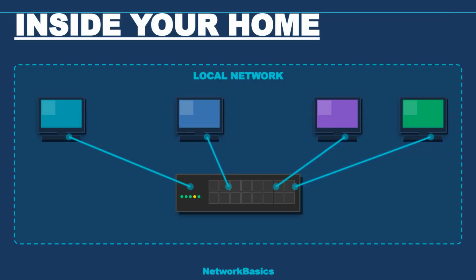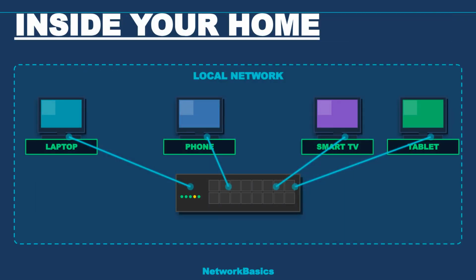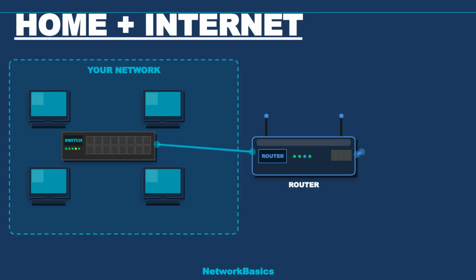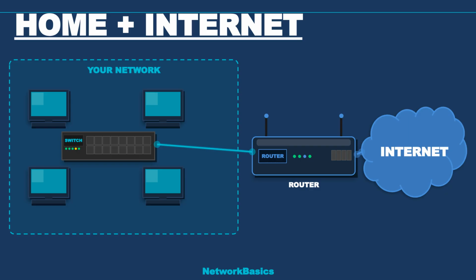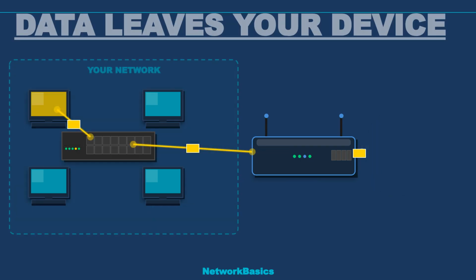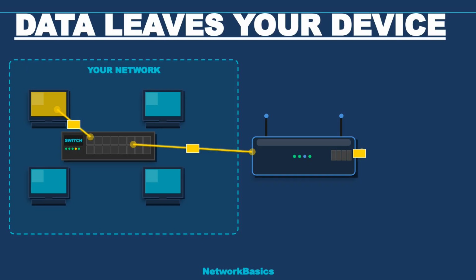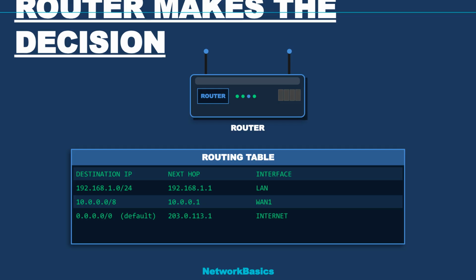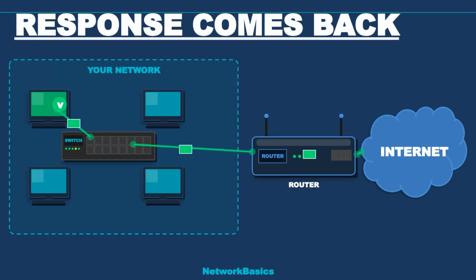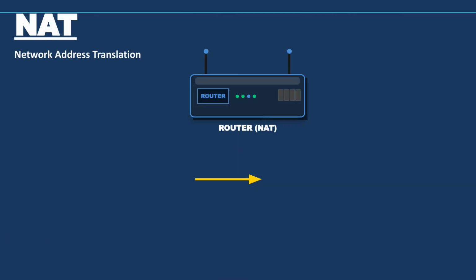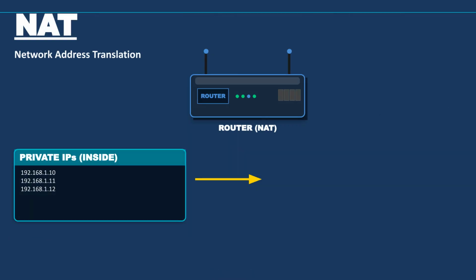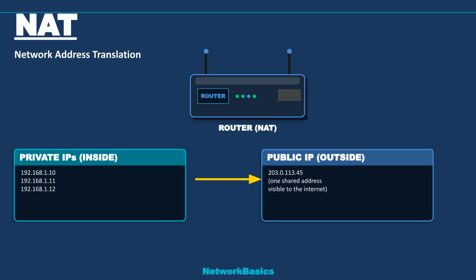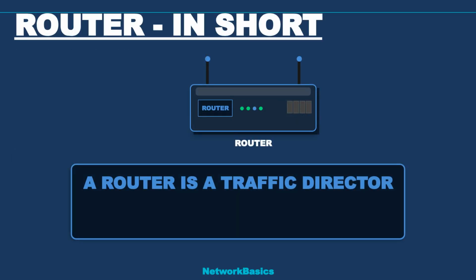internet. Inside your home, you have devices like phones, laptops, and smart TVs connected to a switch. The router sits between that network and the internet, which is itself just a giant network of networks. When you browse a website, your data leaves your device, goes through the switch, and reaches the router. The router then looks at the destination IP address and decides the best path to send that data across the internet. And when the response comes back from the website, the router delivers it to the exact device that asked for it. Most home routers also perform NAT, which translates your private IP addresses into one public IP address for the internet. So in short, a router is a traffic director. It decides where data goes between different networks.